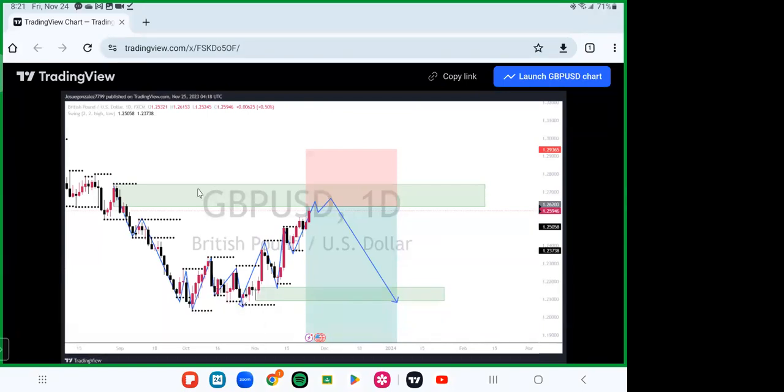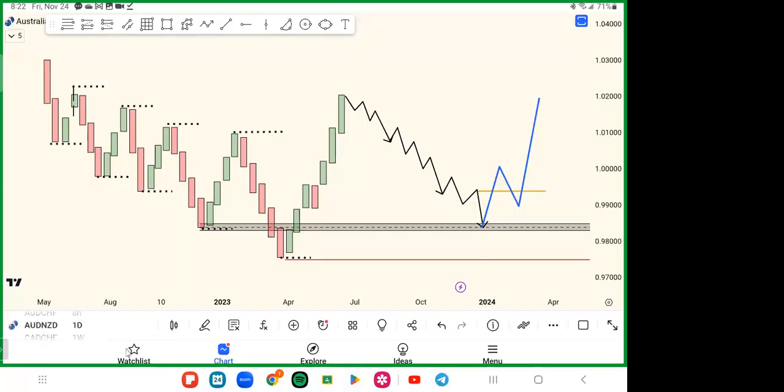All right, so we have a GBP USD sell. Okay, this is the daily. Okay, I want to take a look at this. Let's go ahead. I want to see if we could take a look on the other side of that. But let's go ahead. GBP USD.